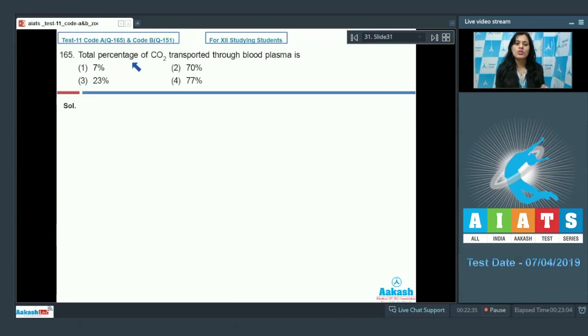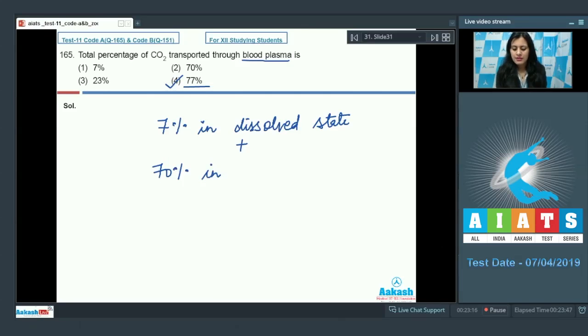Question number 165. Total percentage of carbon dioxide transported through blood plasma is, and the options are 7%, 70%, 23% and 77%. And the correct answer to this question is option number 4, 77%. 77% of CO2 is transported through blood plasma. That is 7% in dissolved state plus 70% in form of bicarbonate.